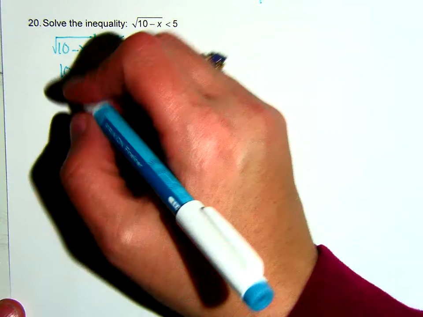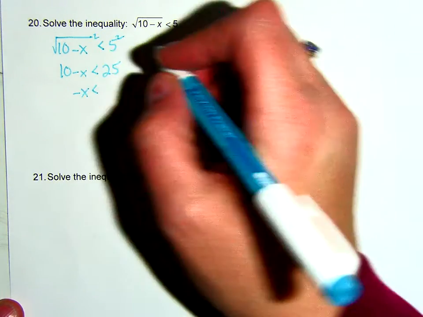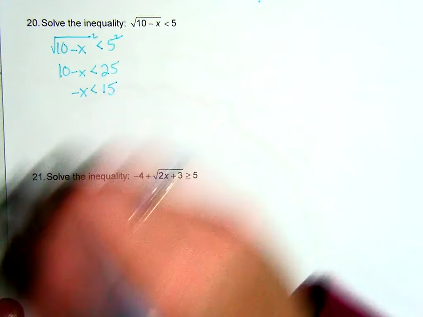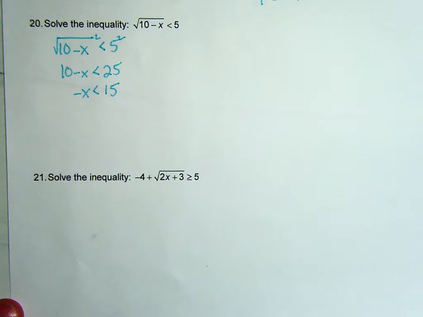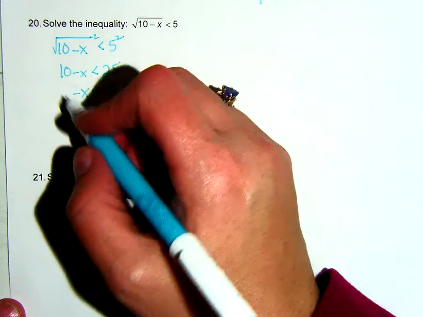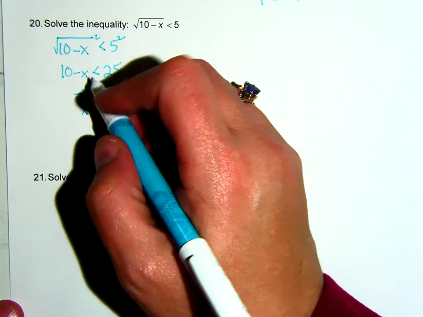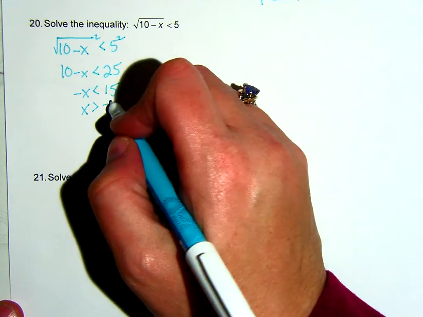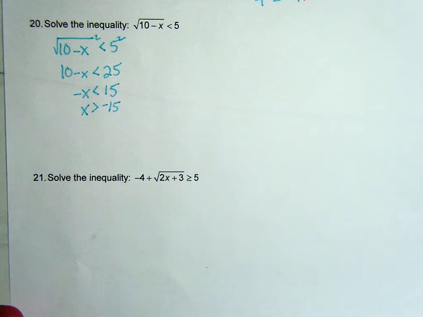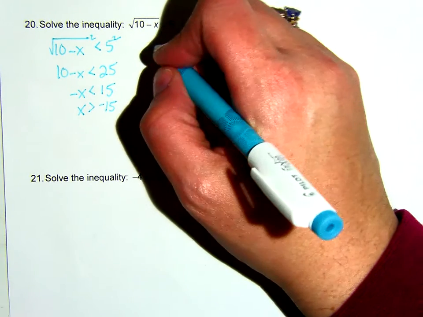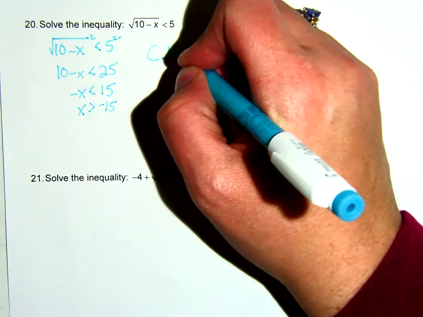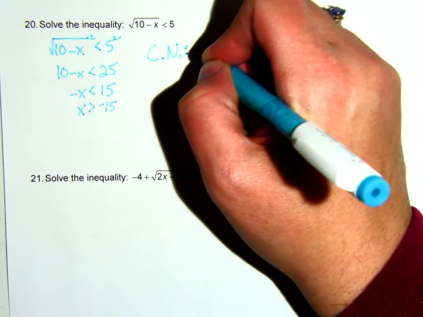We subtract 10 from both sides and we get negative x is less than 15. That's really a negative 1x. So to get rid of the negative, we are going to divide by negative 1, which causes this inequality sign to flip, although we really aren't looking at that sign. This, negative 15, is now a critical number for us.